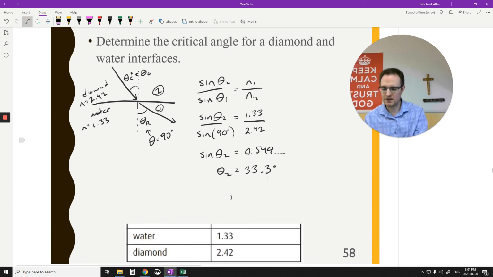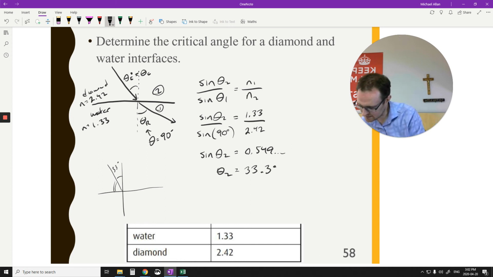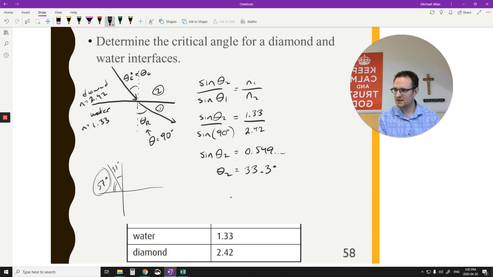Now, if you want to do it quickly, the critical angle of air to diamond would be 1 over 2.42. Take the sine inverse of that. That'd be 24 degrees, so only 24 degrees of a 90 piece. For the diamond to water situation, it's 33 degrees. On the other side here, 90 minus 33 is 57 degrees. So 57 of the 90, which is 63% of the light, is going to be trapped within here.